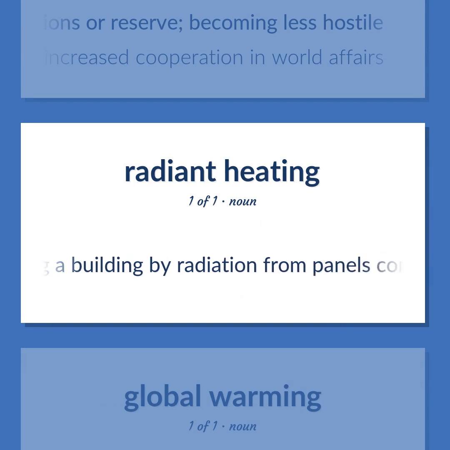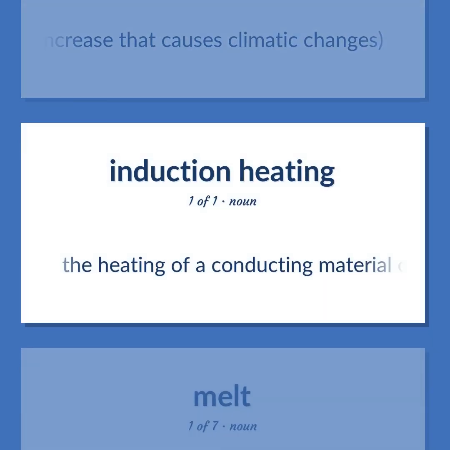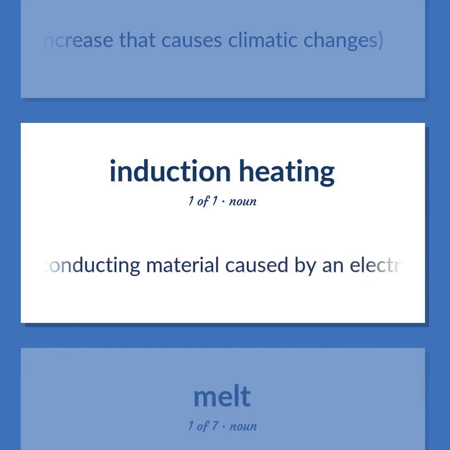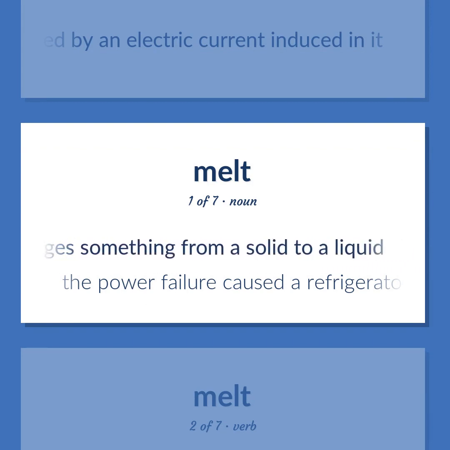Heating a building by radiation from panels containing hot water or electrical heaters. An increase in the average temperature of the Earth's atmosphere, especially a sustained increase that causes climatic changes. The heating of a conducting material caused by an electric current induced in it. The process whereby heat changes something from a solid to a liquid. The power failure caused a refrigerator melt that was a disaster.